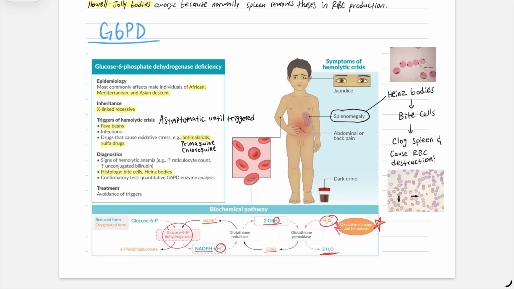So that leads to the question, what are the triggers? The triggers are fava beans, which are common in Mediterranean diets, infections, drugs that can cause oxidative stress like antimalarials like these, primaquine and chloroquine, and even sulfa drugs. And then diagnostically on histology, you'll see Bite cells and Heinz bodies, which is why you see the splenomegaly.